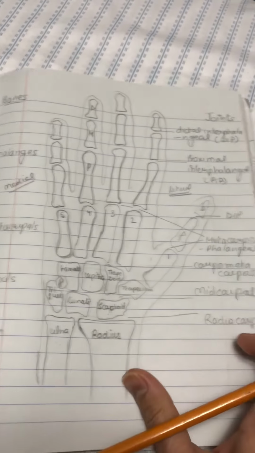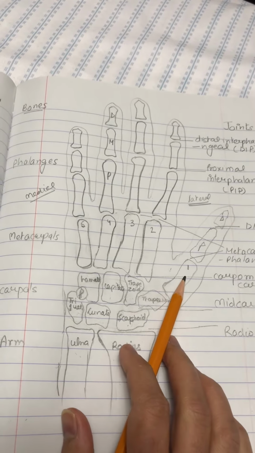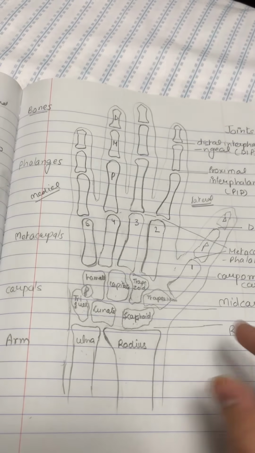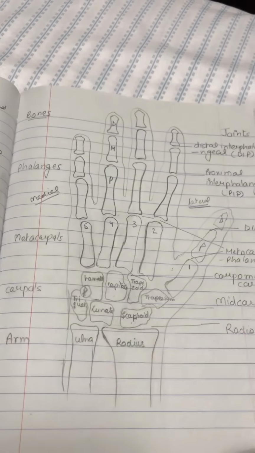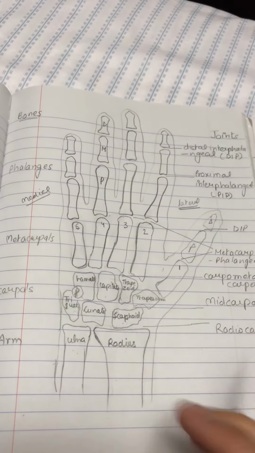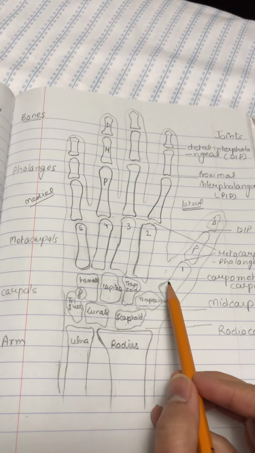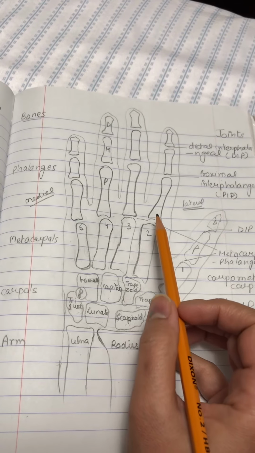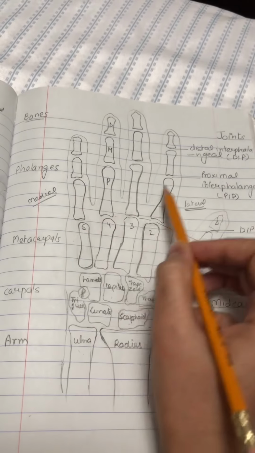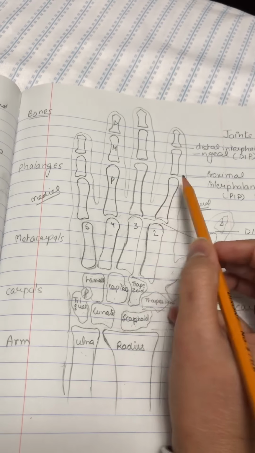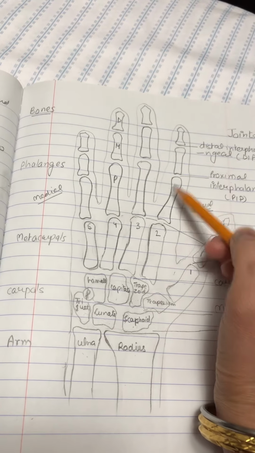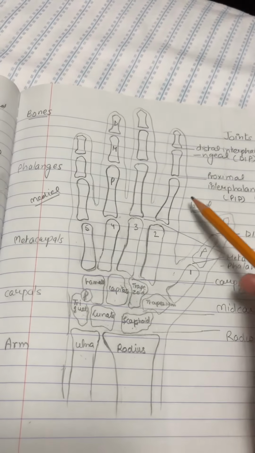After that we have 5 metacarpals. We always number every bone from the lateral to the medial side. So first metacarpal, second metacarpal, third, fourth and fifth. Radius and ulna, carpals, then metacarpals, and then all of these are phalanges. One is called a phalanx, and the plural is phalanges. So we have 14 phalanges.